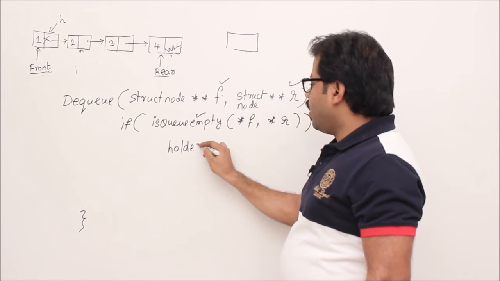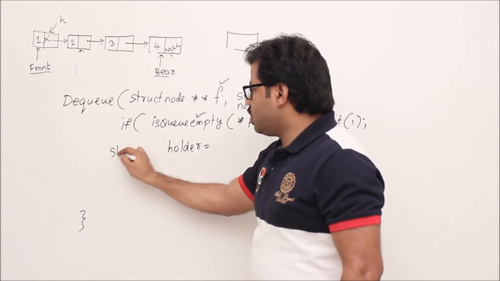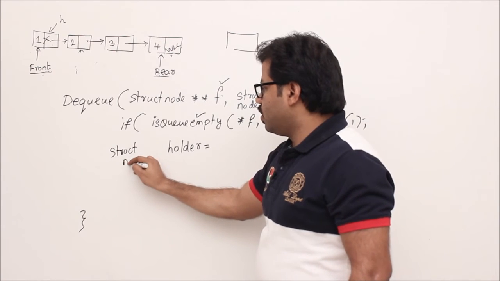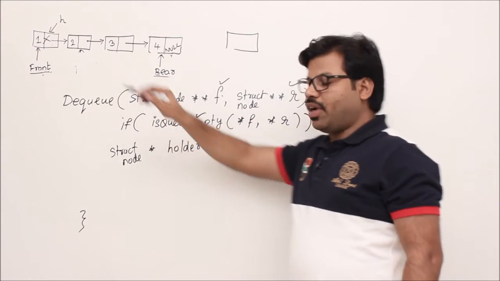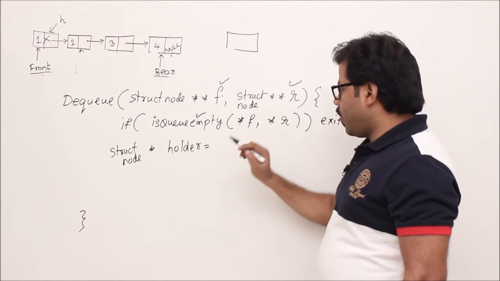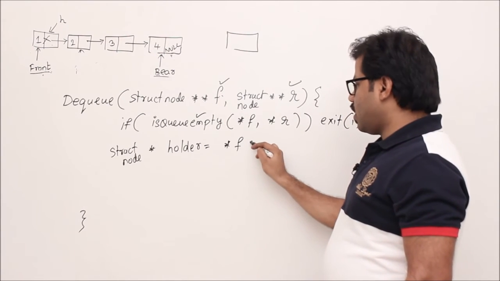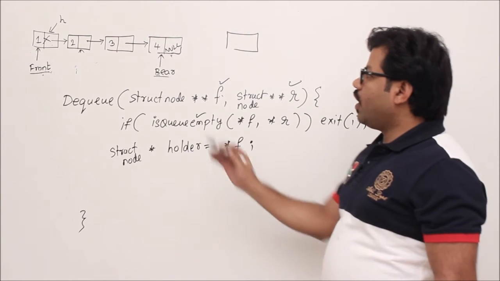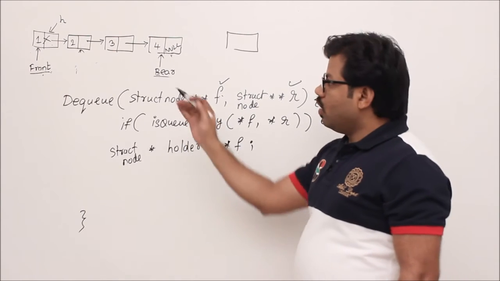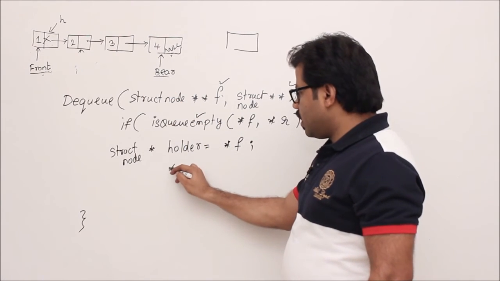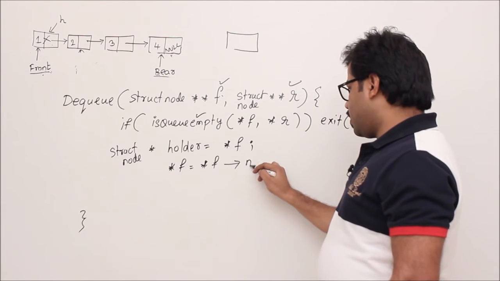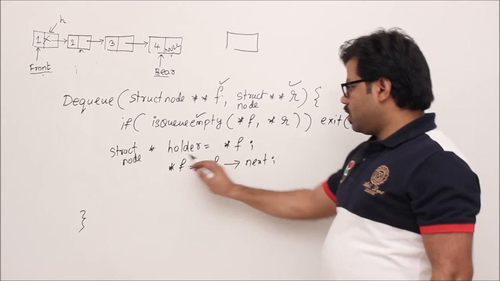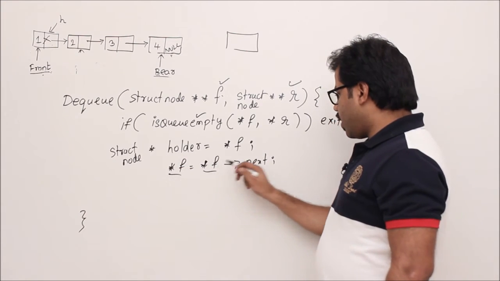Holder equal to, let's say this is struct node pointer, isn't it? So struct node pointer holder equal to front. First we have to keep it at front. This is a double pointer, that's why front is *f. Next we have to increment front. What is the condition for that? *f equal to *f->next, isn't it? Yes. So this is front equal to front->next.